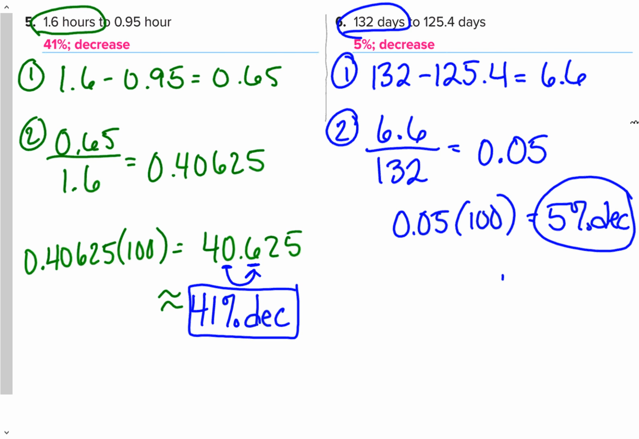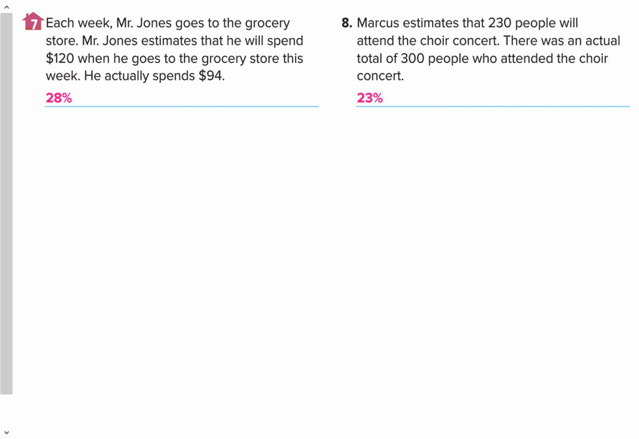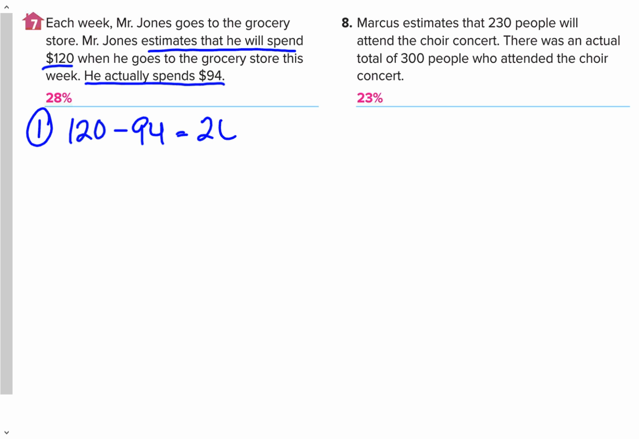All right. Now we have to use word problems, and we want to find the percent of error. So instead of finding the percent of change, we're just going to find the percent of error. So he estimates that he will spend $120. He actually spends $94. So we're going to subtract the two of those. So 120 minus 94, that equals 26.